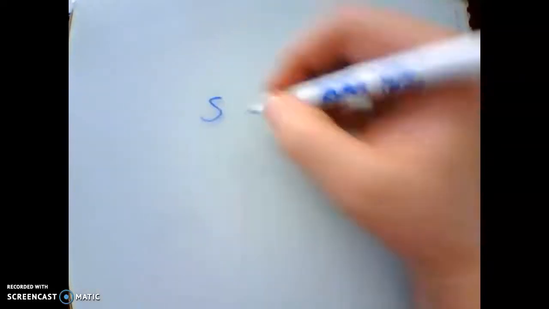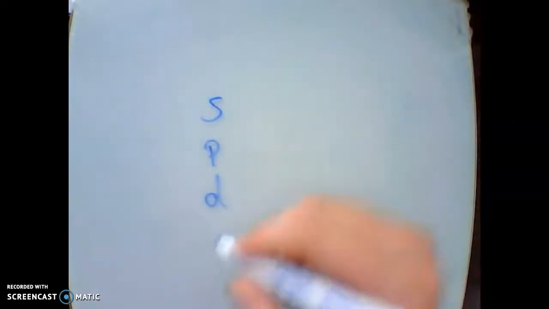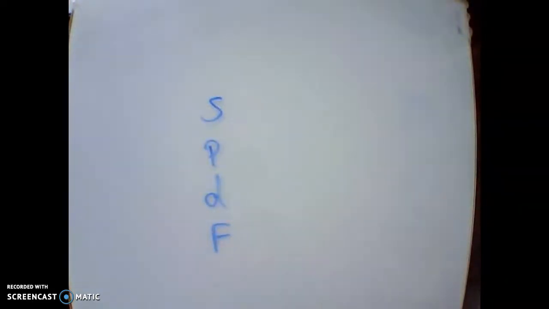Alright, so this video is for electron configuration. Remember, with electron configuration, we're worried about the s orbital, the p orbital, the d orbital, and the f orbital. So that's the order of the orbitals.